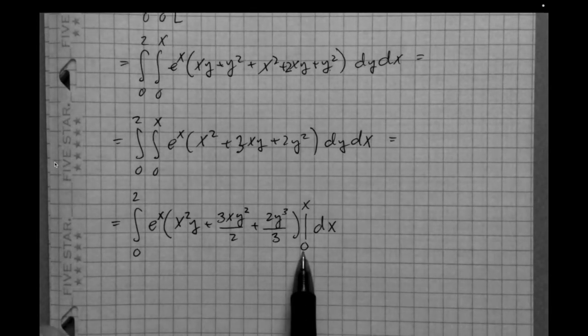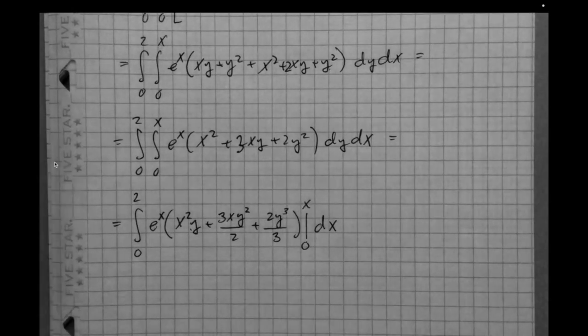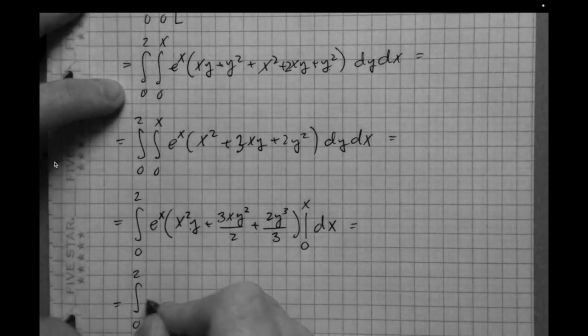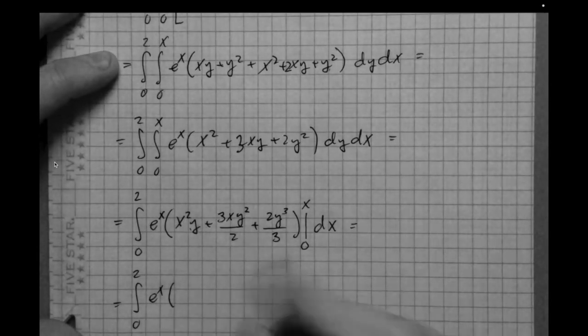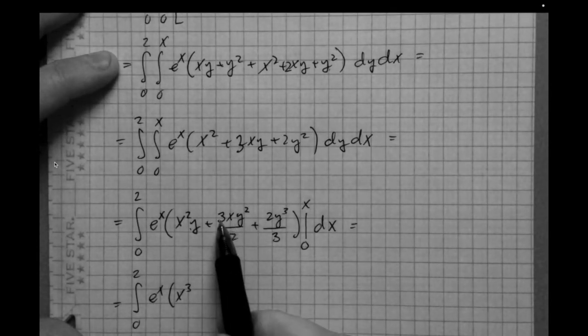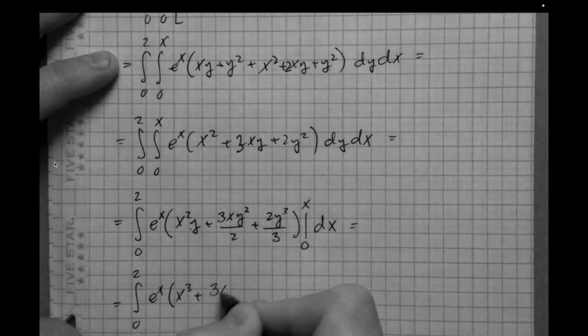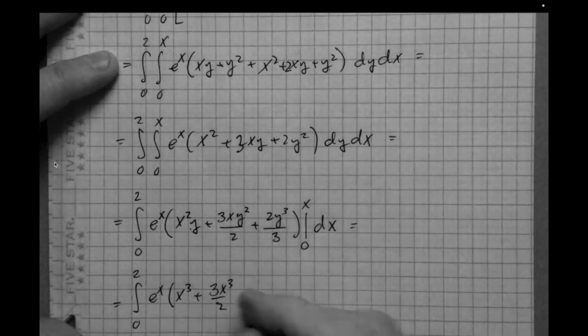You can notice with the lower limit, all of these terms will drop out, so you really just need to worry about evaluating at the upper limit. And what do you get? You get e to the x times, and then this is x squared times x, so x cubed. And then this is 3x cubed over 2. And then this is 2x cubed over 3.